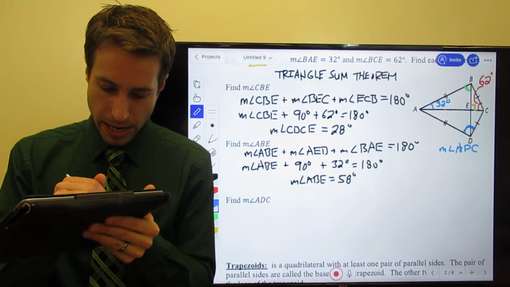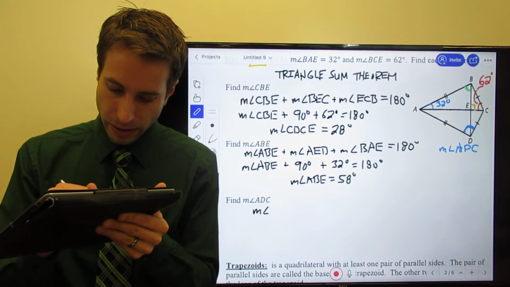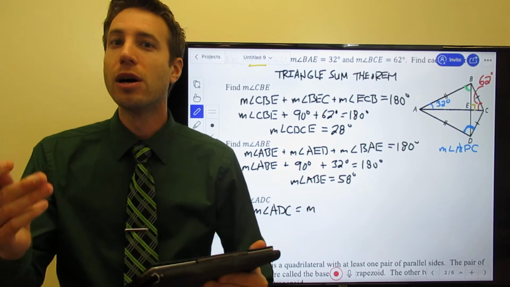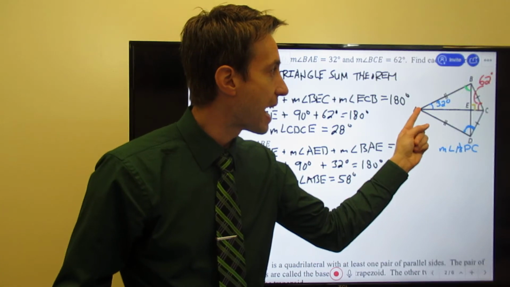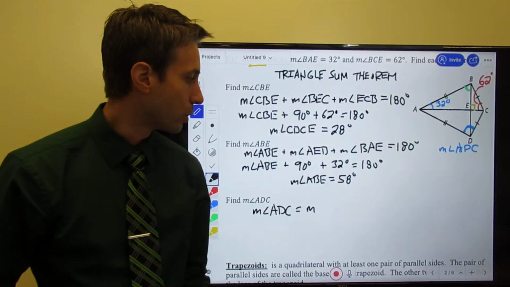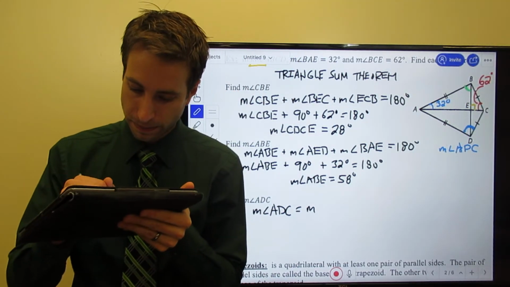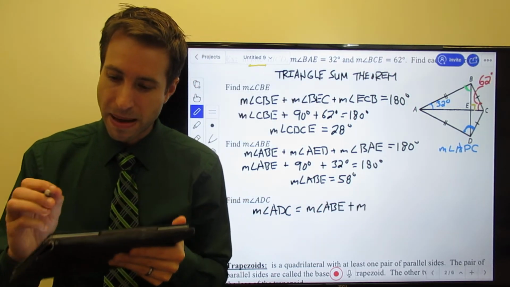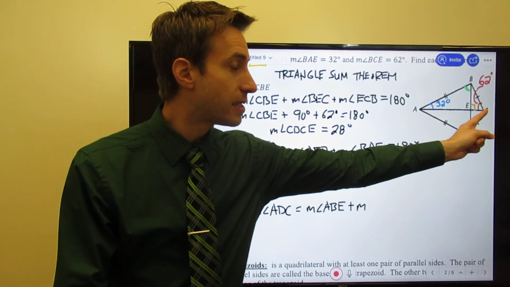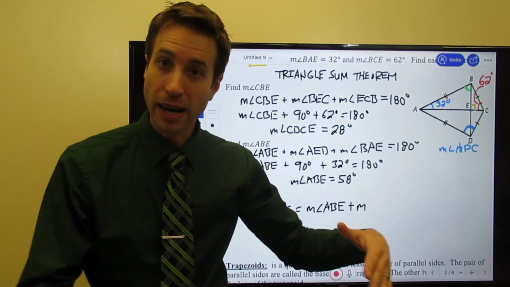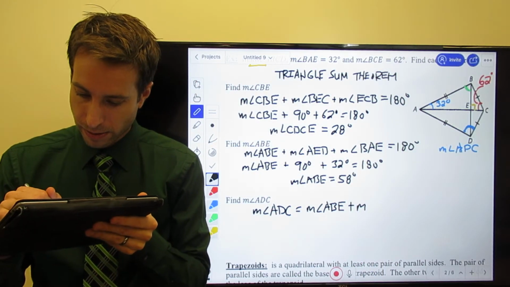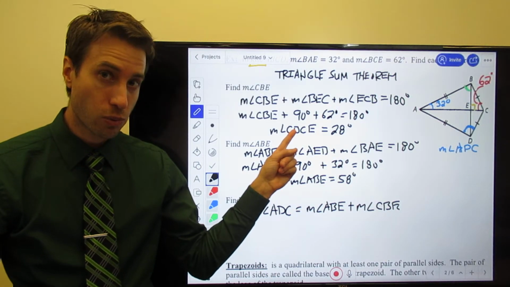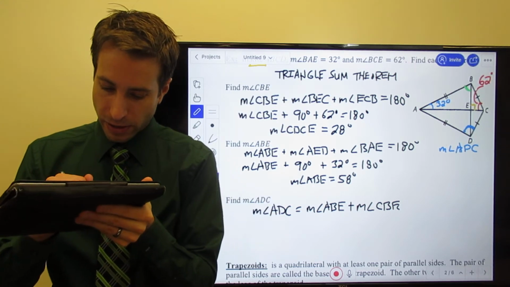So here we go. I know that the measure of angle ADC is equal to the measure, well, add them together, the measure of ABE, which I found right here, plus the measure of CBE, right? I just have to add those two guys together. CBE, which I found right here. Plug and chug, don't fat finger something on your calculator.